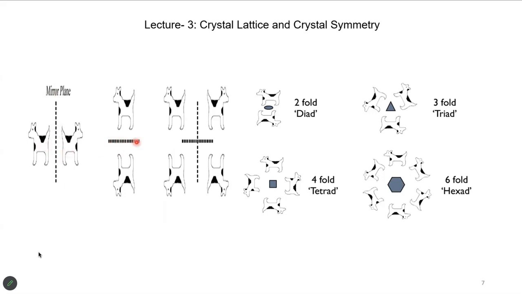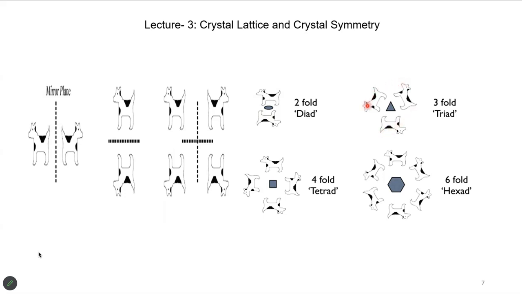We can have a mirror plane here. We can have a mirror plane here as well as here. So these are two mirror planes perpendicular to each other, and we can see that identical objects are formed. Not only mirror planes, but also rotation axes can show us identical objects. There is a two-fold rotation. That means 180 degrees. If we rotate it 180 degrees, we get that.